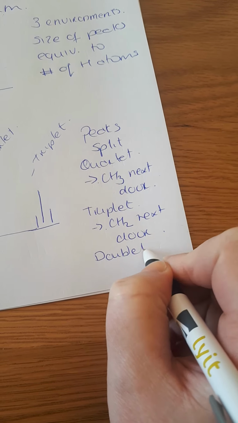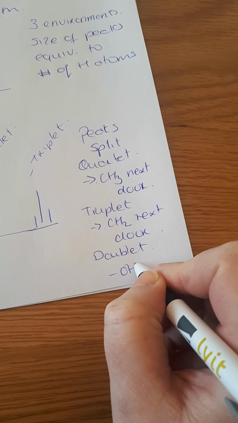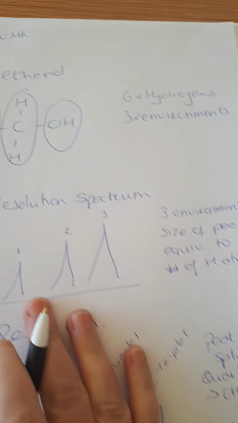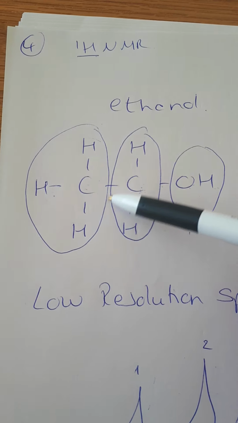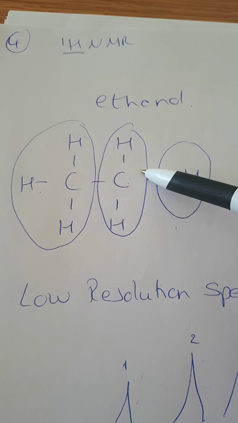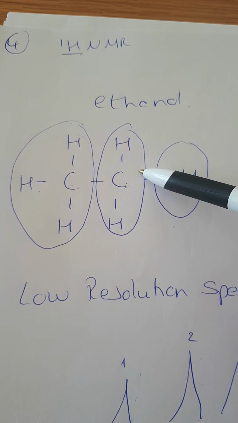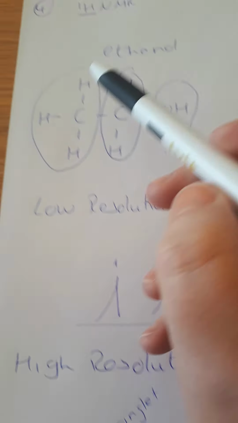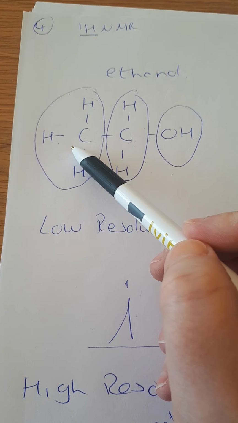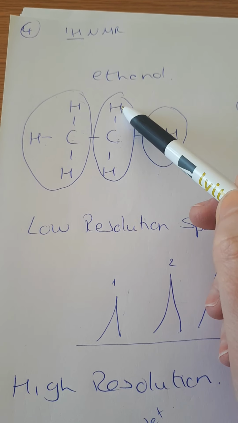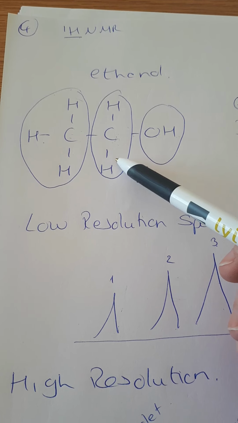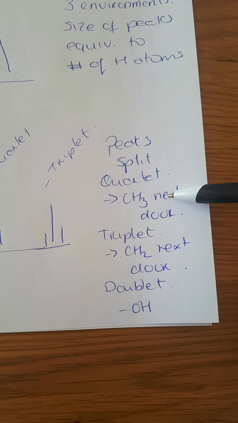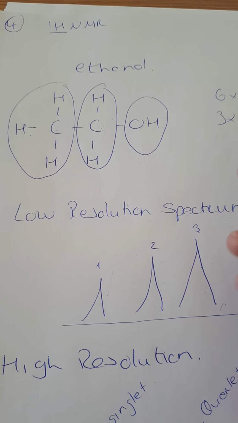If we have a doublet, that means there's an OH next door. Now, if we look at this here, this environment here has a CH2 next door to it. Okay, so a CH2 is going to appear as a triplet. So that there is going to appear as a triplet. This hydrogen environment here has a CH3 next door to it. So the CH3 is going to appear as a quartet.